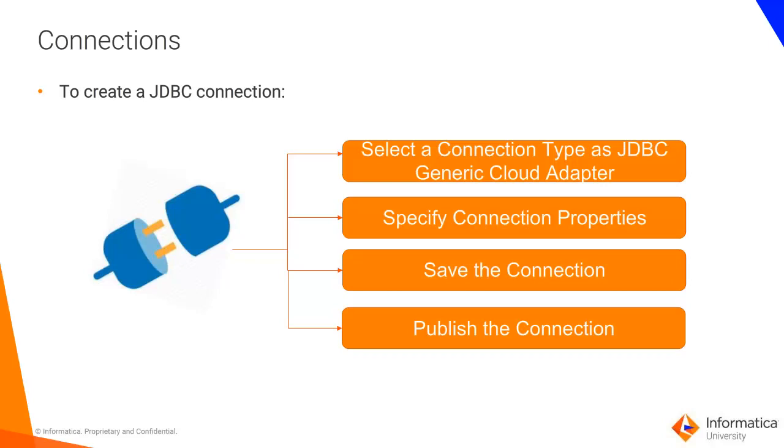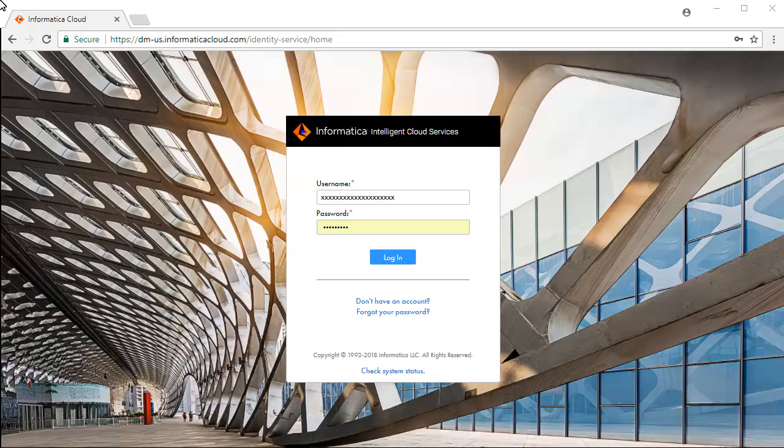In this case, it is going to be a JDBC generic cloud adapter. Specify connection properties, for example name, description, and other connection parameters. Save and publish the connection.